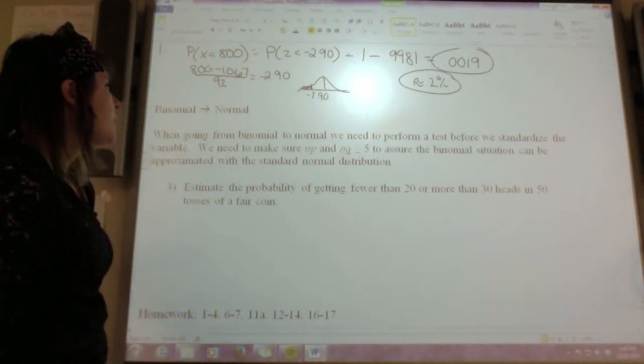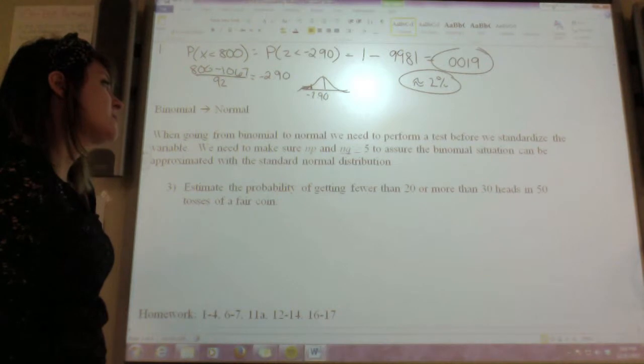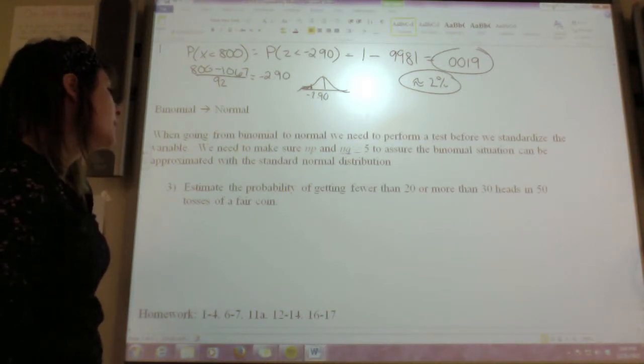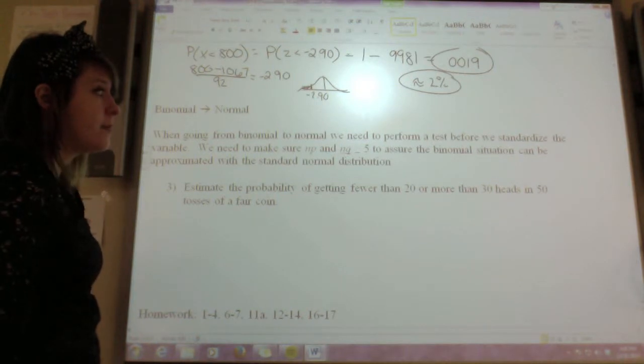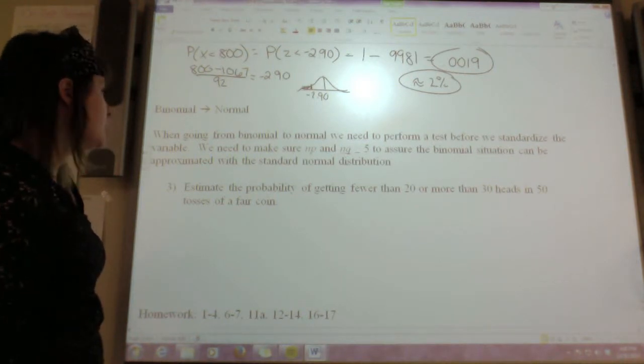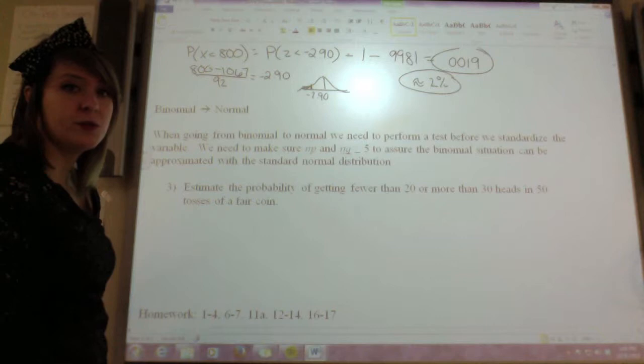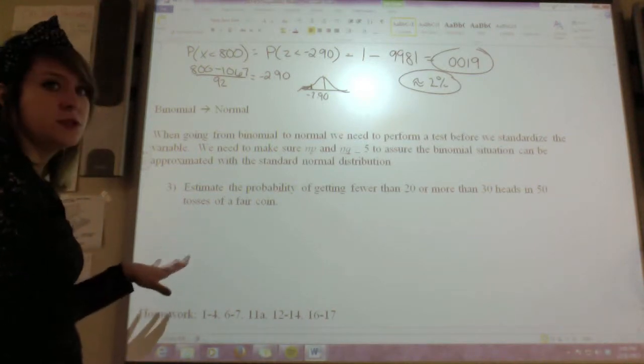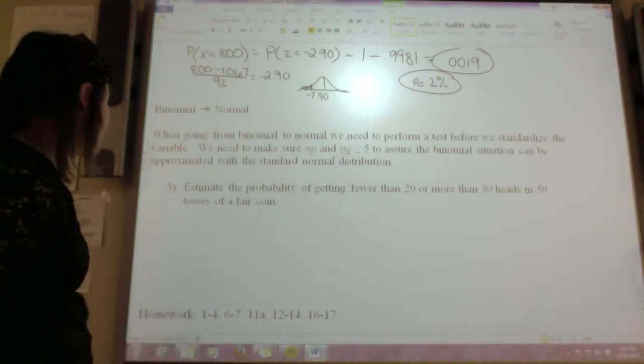Okay, when going from binomial to normal, we need to perform a test before we standardize the variable. We need to make sure np and nq are both greater than or equal to 5 to assure that the binomial situation can be approximated with a standard normal distribution. These situations take a little bit more work, but they're not too bad.